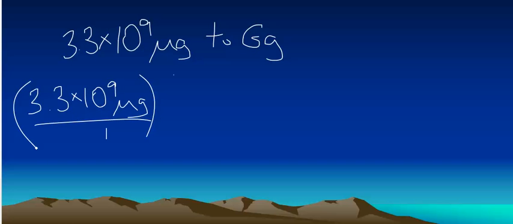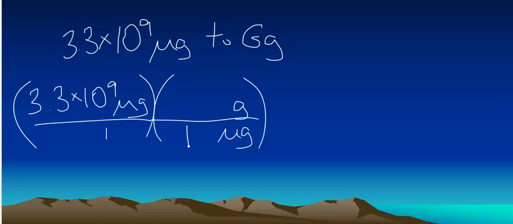Put it over 1. I'm going to go back to my base unit. My base unit is gram. So I'm going to go from micro back to just gram. I put a 1 in front of the prefix. What does micro mean? 1 times 10 to the negative 6th. That goes in front of my base unit, which is grams.